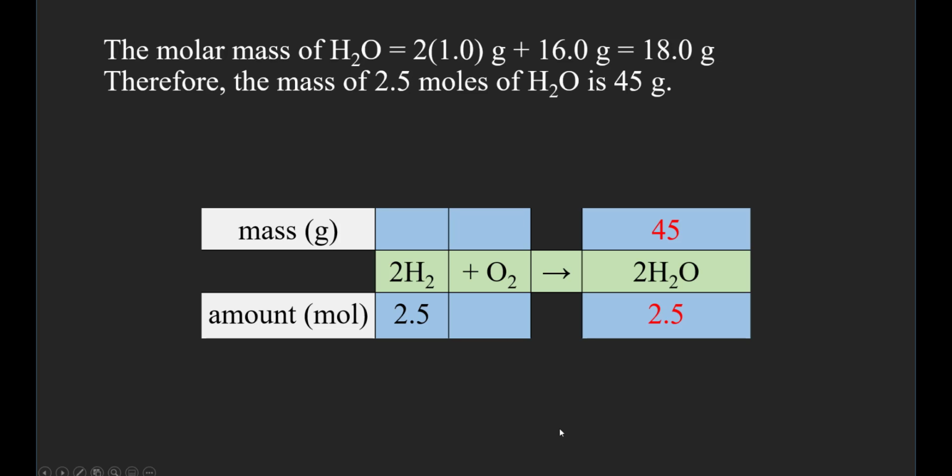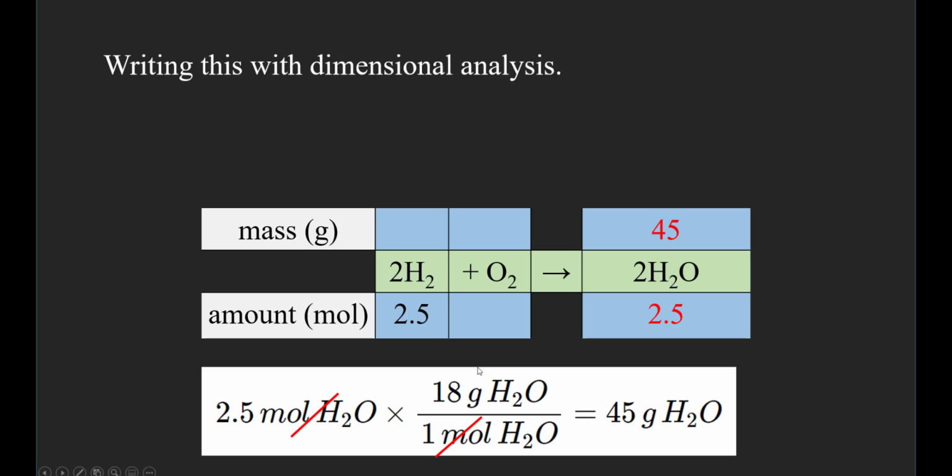Now we need to know what they weigh. Well, what does a single box, or a single mole, of water weigh? It weighs 2 for the hydrogen plus 16 for the oxygen, 18 grams per mole. So imagine 2.5 boxes of this water in front of you. 2 boxes would weigh 36. Another 9 grams for the half gives us 45 grams of material in 2.5 boxes. That's it. Dimensional analysis would look like this: 2.5 boxes at 18 grams per box is 45 grams.